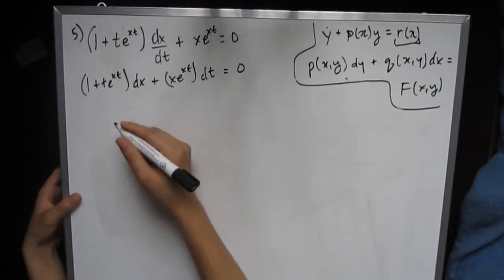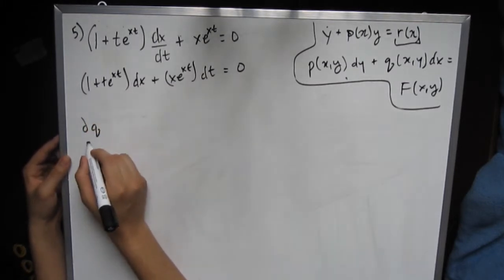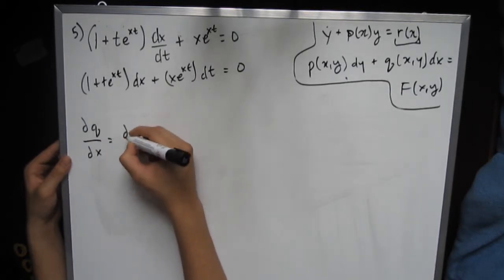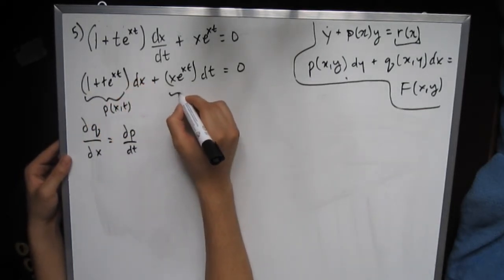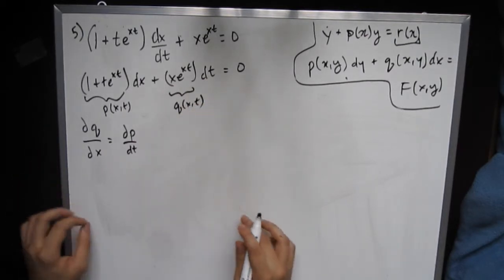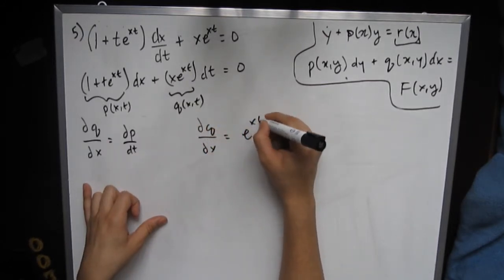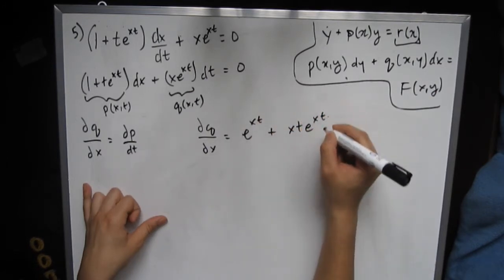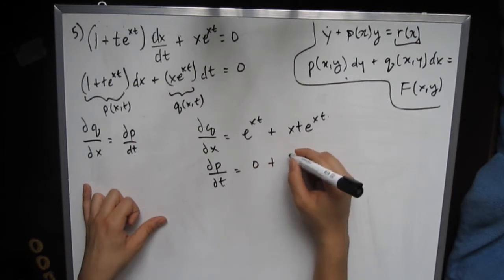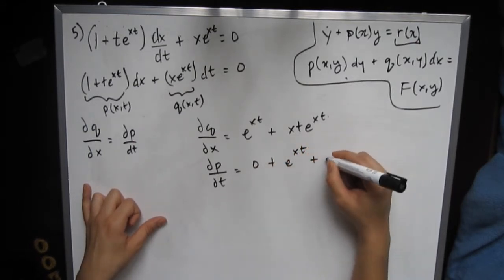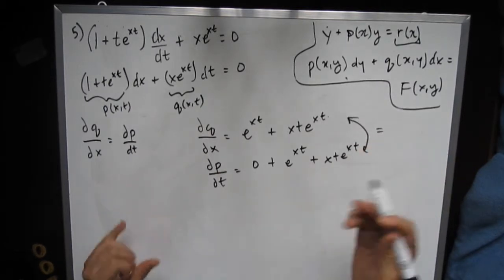So the first step is the test of exactness, which is checking if the partial derivative of q with respect to x is equal to the partial derivative of p with respect to t. So I should define p and q. This is my p of x,t, and this is my q of x,t. If we go ahead and test that, our partial derivative of q with respect to x is e^(xt) + xt e^(xt), and our partial derivative of p with respect to t is 0 + e^(xt) + xt e^(xt), which, as you can see, they're equal.